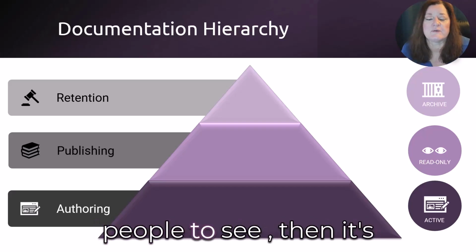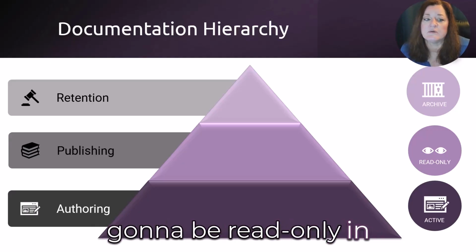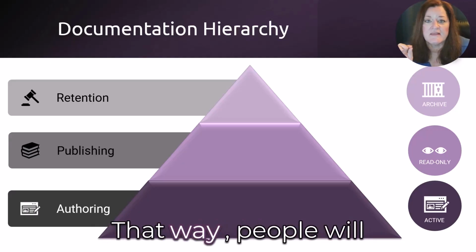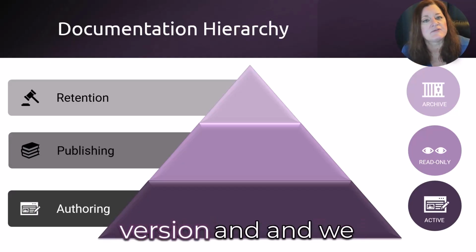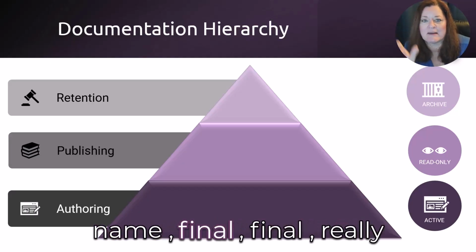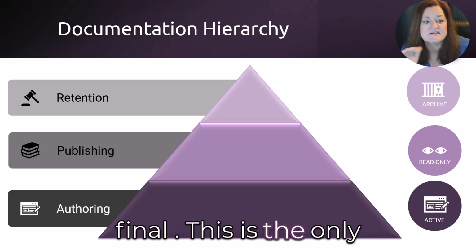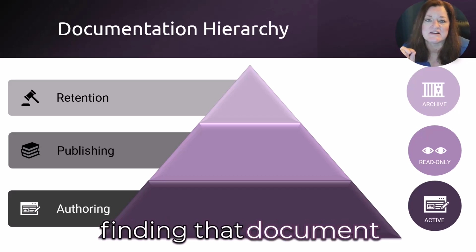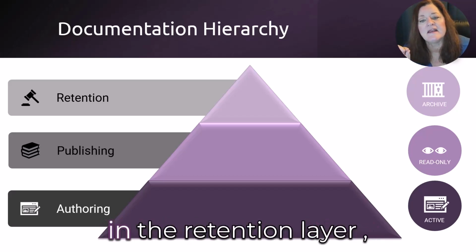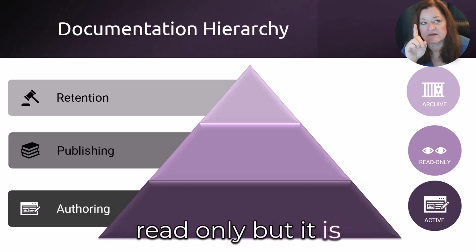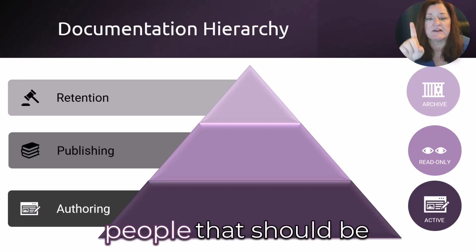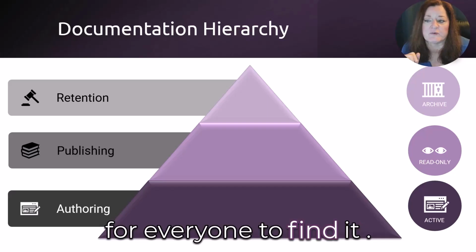Once it's ready for people to see, then it's going to be read-only in your publishing layer. That way people will not be able to edit or mess it up. It's the final version, and we don't want it in the file name, final, really final. This is the only place they should be finding that document by its name. And then in the retention layer, that's an archive, also read-only, but it is secured specifically for people that should be able to find it and not for everyone to find it.